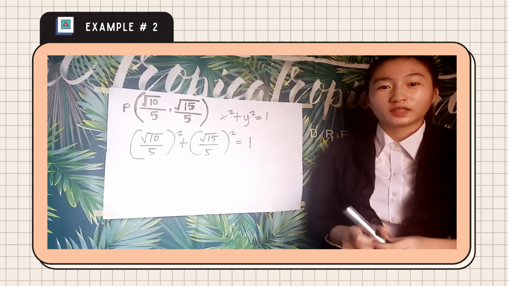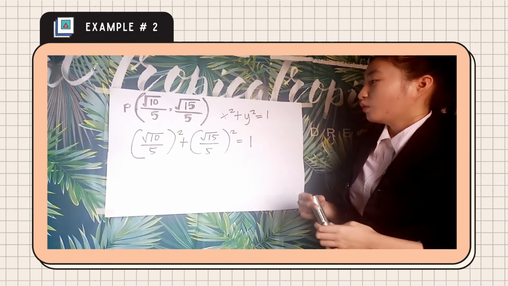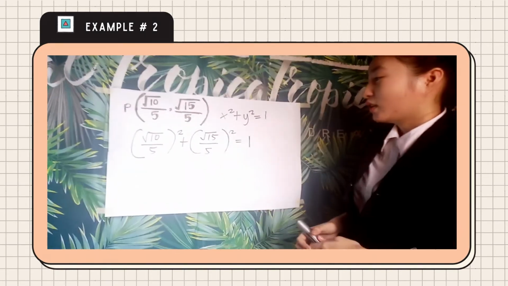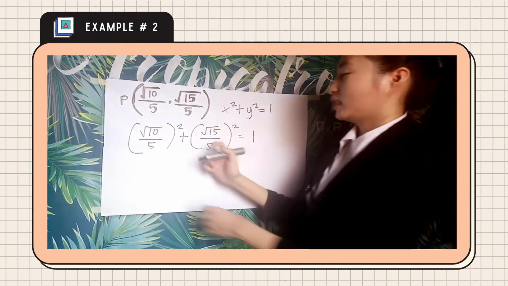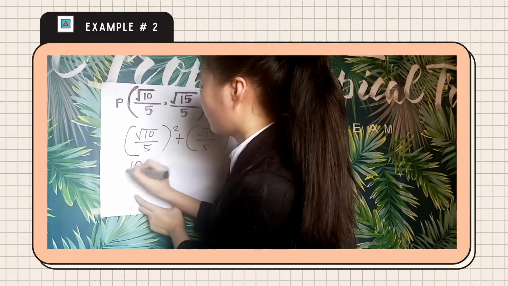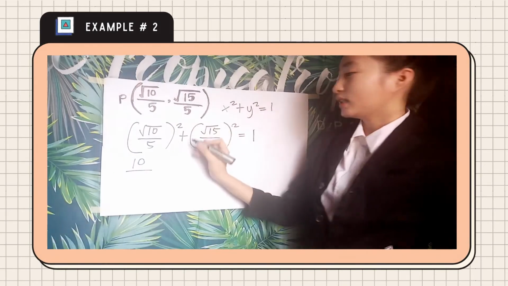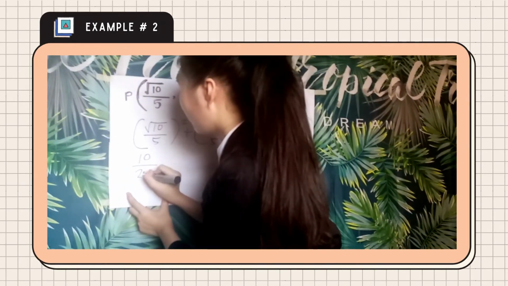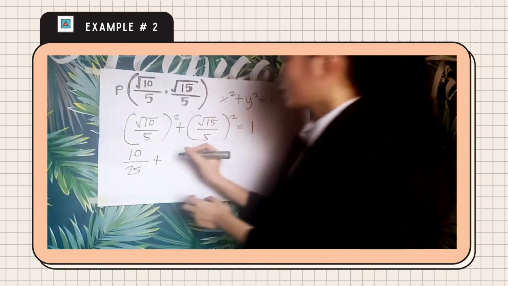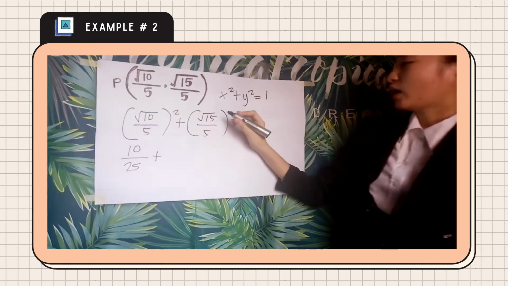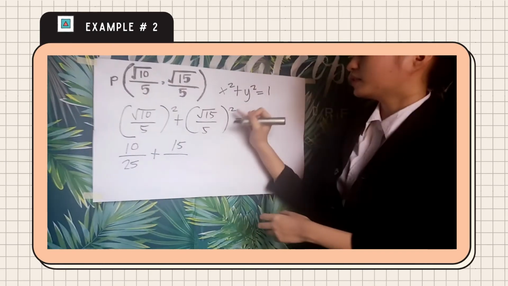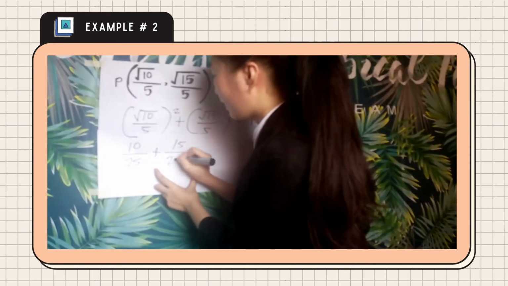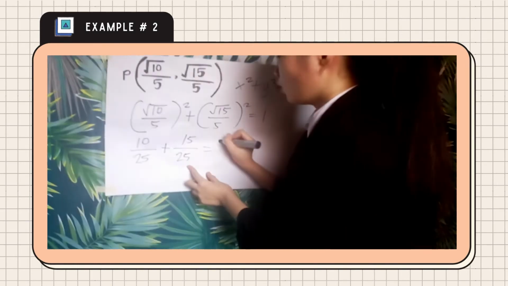Then next we'll proceed to the second step, which is to square these coordinates. So the square root of 10 squared is equal to 10, and 5 squared is equal to 25, plus the square root of 15 squared, which is 15, over 5 squared, which is 25, equals 1.